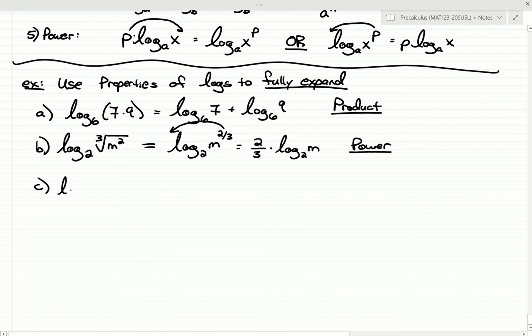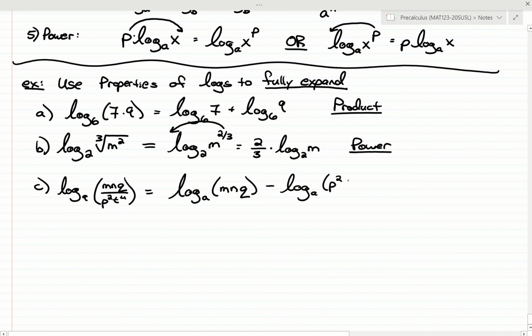What about if we had the log base a of mnq divided by p squared t to the 4th? Okay, well that's a quotient, so let's go step by step. This would be the log base a of the top, mnq, minus the log base a of p squared t to the 4th. That's using the quotient property.